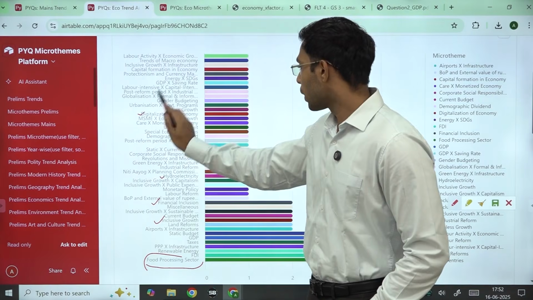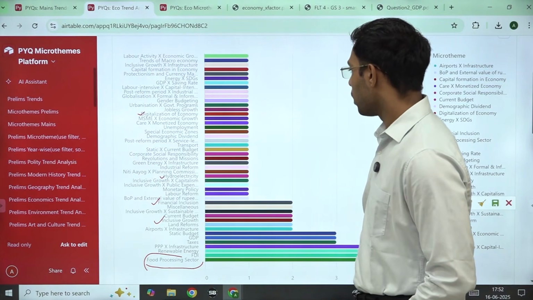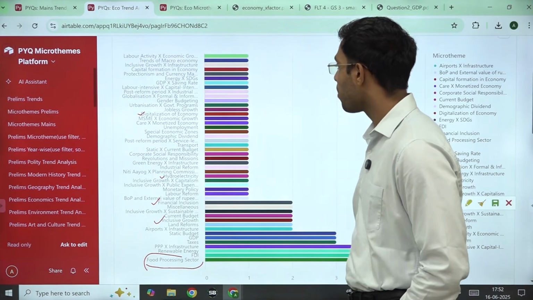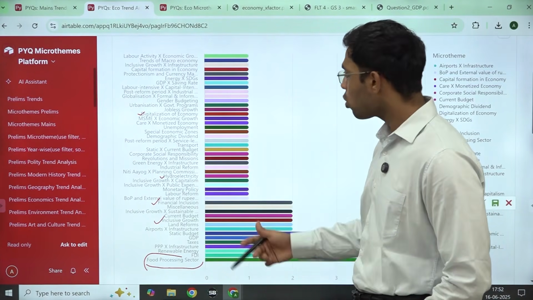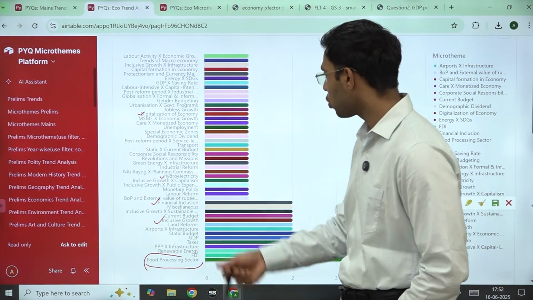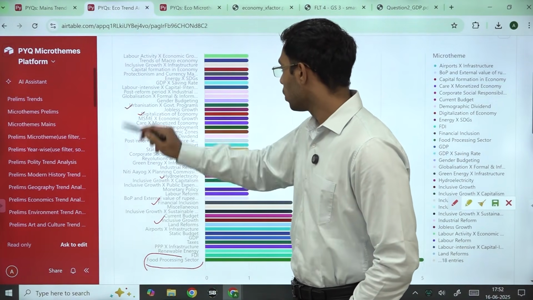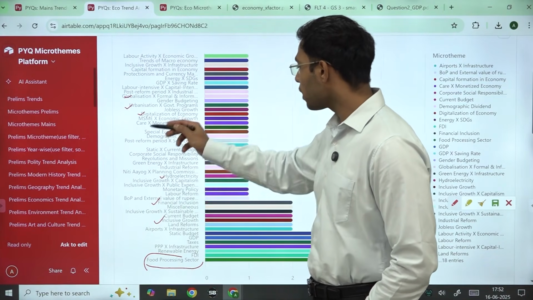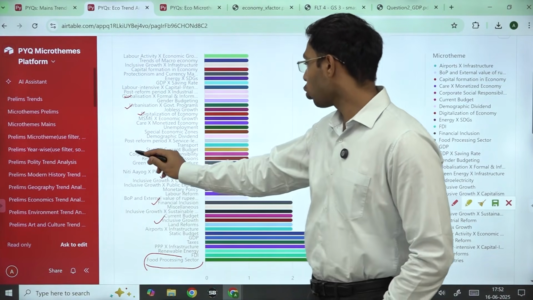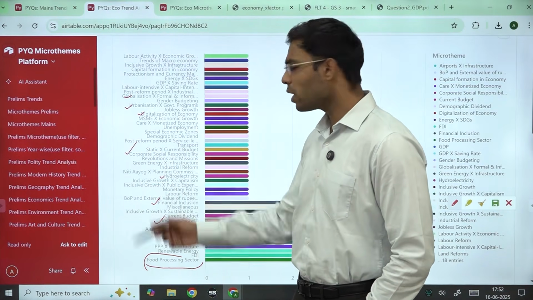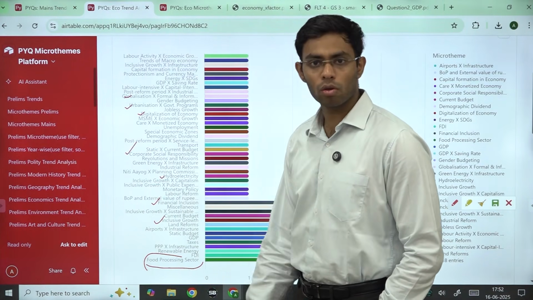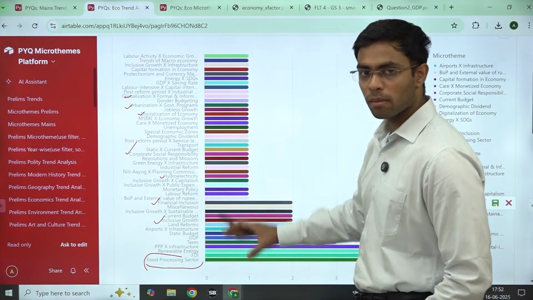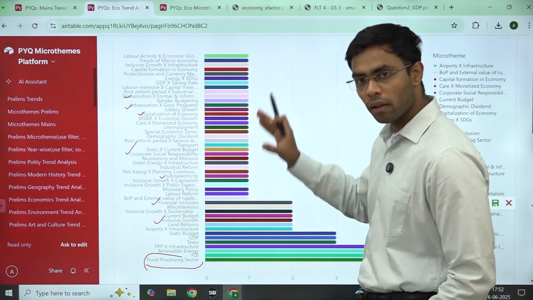For example, look at digitization of economy, right? This is very well in line with our Niti Aayog reports, AI for all, right? UPI systems. Niti Aayog talks about this a lot. There are a lot of Niti reports on these things, right? Urbanization, globalization, and globalization with your BOP. So a lot of interlinkages can be made, right? So for example, corporate social responsibility, I think it is very well connected to the topic of inclusive growth as well. So let us not make our preparation get into silos. Use these micro themes, prepare them well, and then try to interlink topics.